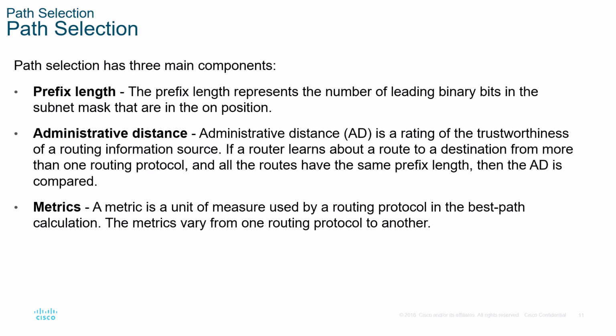Having a lower AD does mean that you're a little bit more trusted. So if a router learns about a route to a destination from more than one routing protocol, and all the routes have the same prefix length, then we can look at the administrative distance, or the trustworthiness, to figure out which path to take. Third is the metric, a unit of measurement used by a routing protocol to determine best path calculation. Metrics will vary from one routing protocol to another to aid in whatever is the appropriate best path.